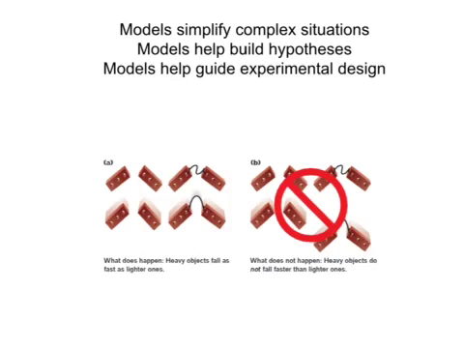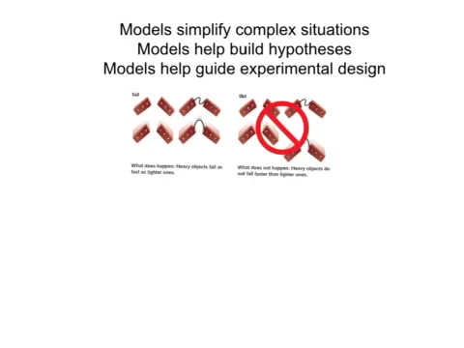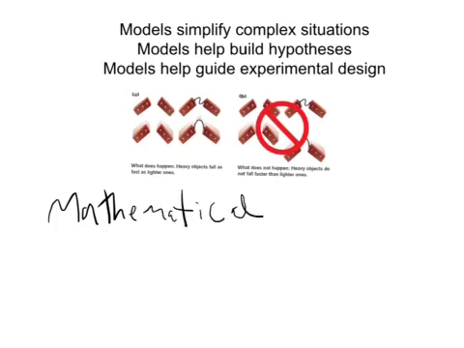So the point here is that we're going to be using models to help us describe situations and make sense of them. They're going to help us simplify situations, help us build hypotheses, and help us guide experimental design. And the kinds of models that we're going to be using are mathematical models, thought-type models like Galileo used here, and others that we'll see as we move along.